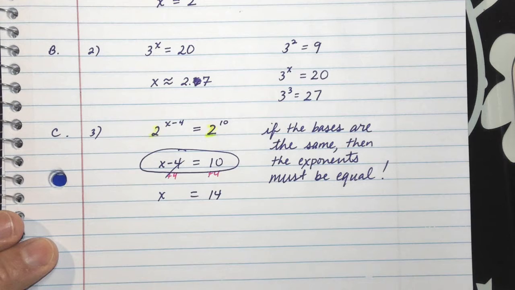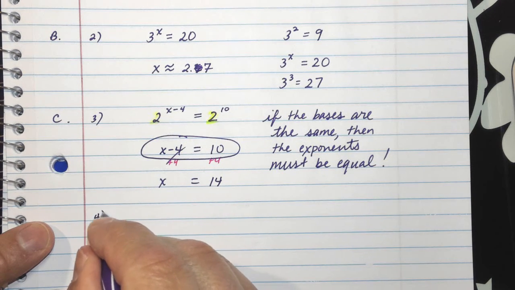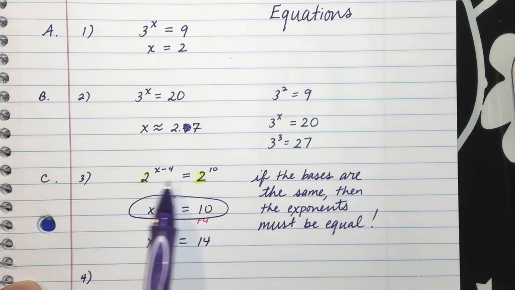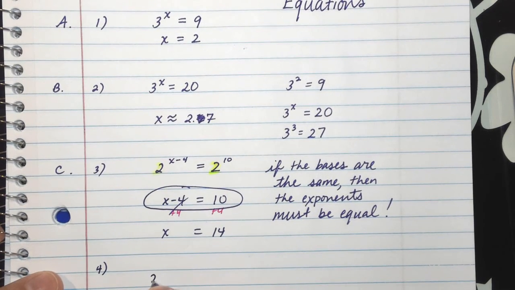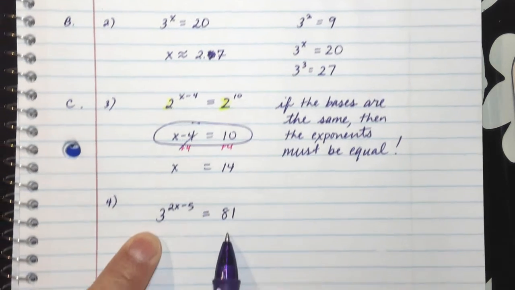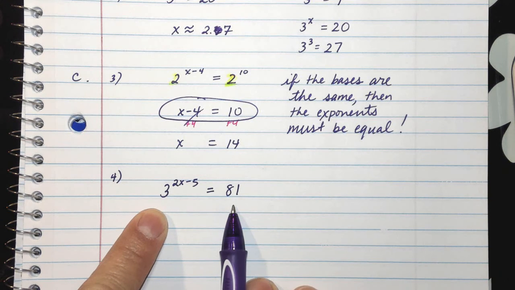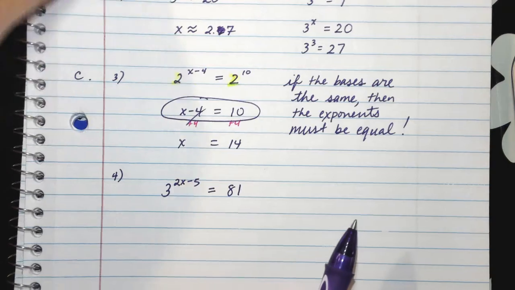Okay, and let me do another example, a little bit harder. So it's nice and easy when the bases are the same, but let's say you got something like this: 3 to the power of something equals 81. The bases are not the same. I got a 3 here. I need a 3 over here. So what you're gonna have to do?